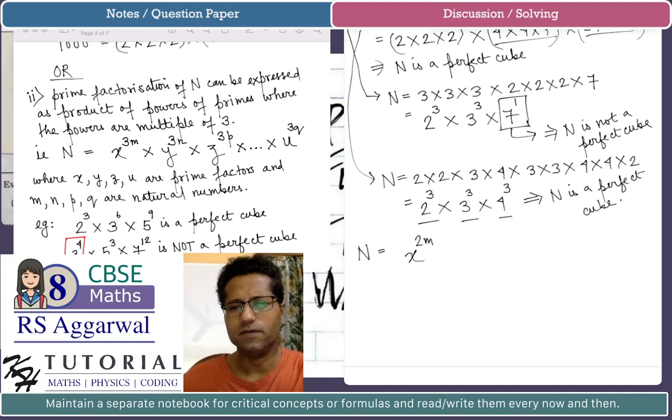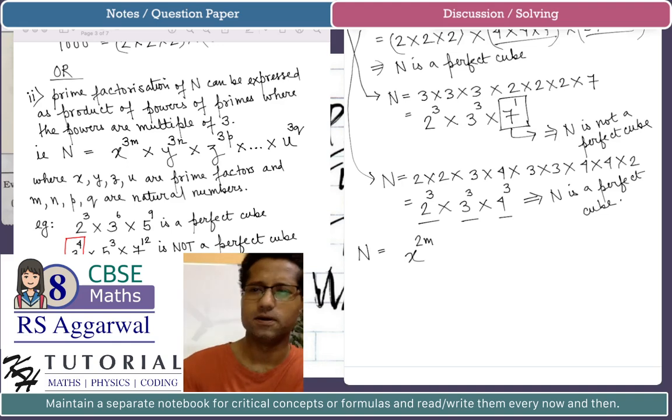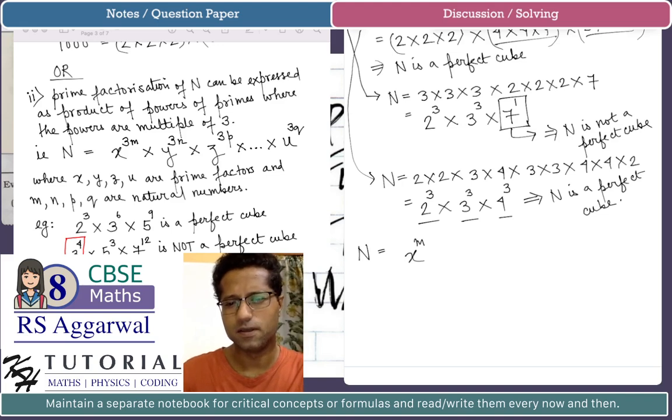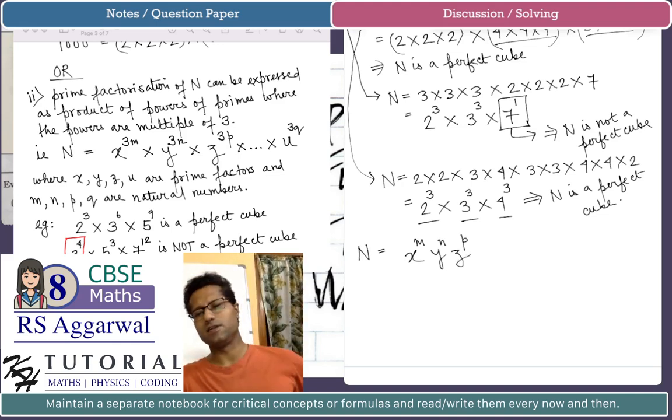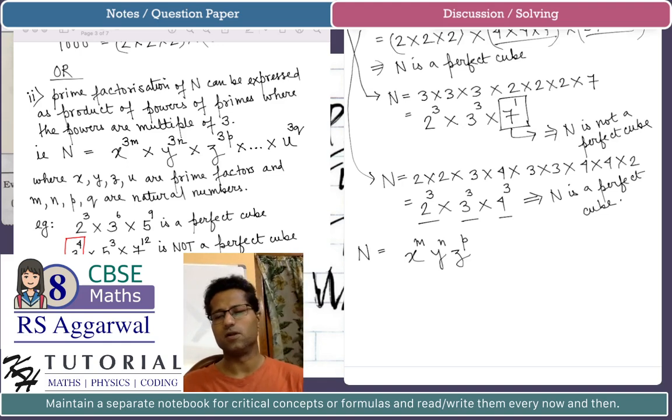Some powers will be given. You will not be given any specific number, but you will be given something like this: x to the power m multiplied by y to the power n, and let's say z to the power p. You will be told that x, y, z are prime numbers, and the number N is this. Then can you say whether N is a perfect cube or not? So what you have to do is check all the powers m, n and p.